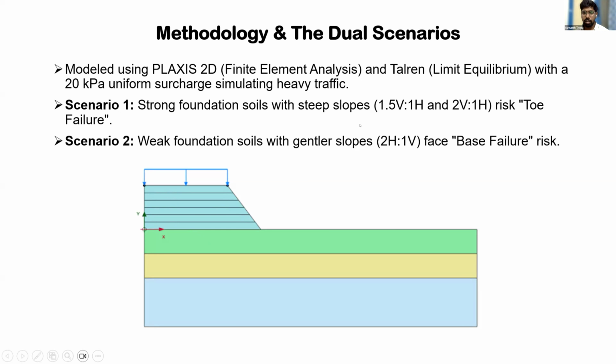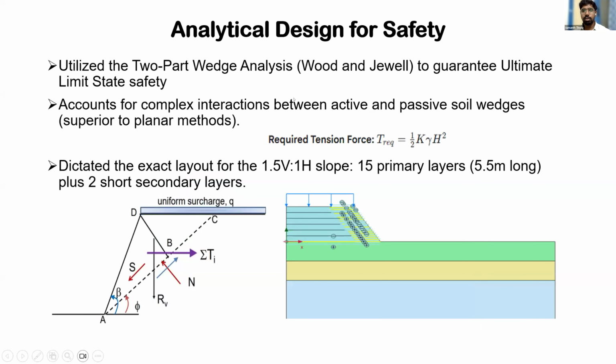That is toe failure. That resembles toe failure and weak foundation soils with greater slopes. 2 vertical to 2 horizontal, 1 vertical to 3 horizontal, and 1 vertical shows base failure. So here I used two-part wedge analysis by Wood and Jewell to guarantee the ultimate limit state. It accounts for the complex interaction between active and passive soil wedges.